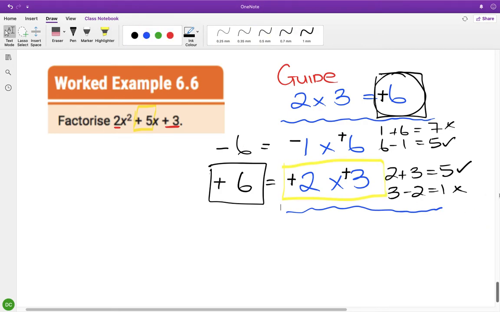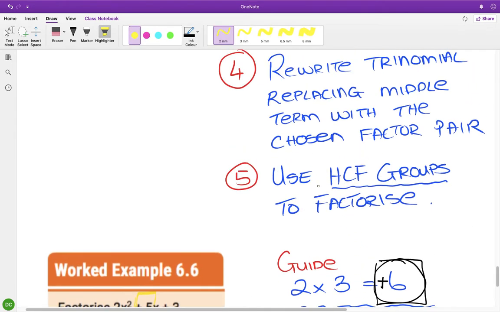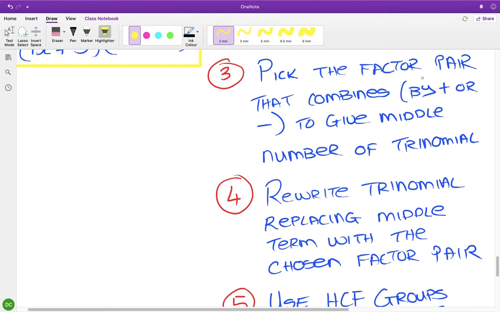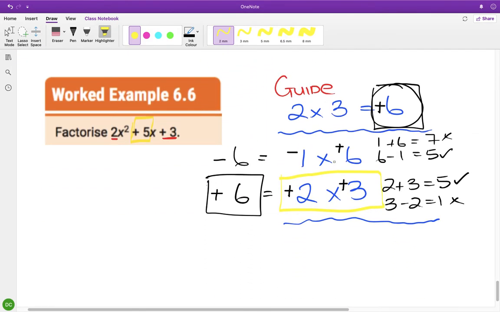Okay, so let me say that again. In step 3 up here, I said that you pick the factor pair that combines to give the middle number. It can be addition or subtraction. So when I combine the 1 and the 6 by addition, it doesn't work. It doesn't give me 5. But when you combine it by subtraction, it does give you 5, which means that works. 6 and 1 can be combined to make 5. Our other factor pair is 2 and 3. When you combine them by addition, they also give you 5.